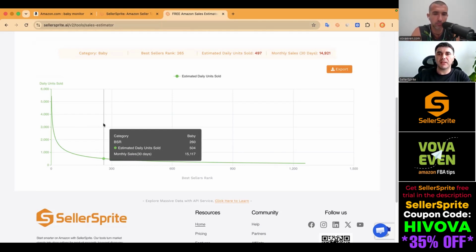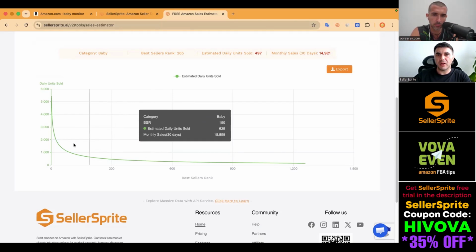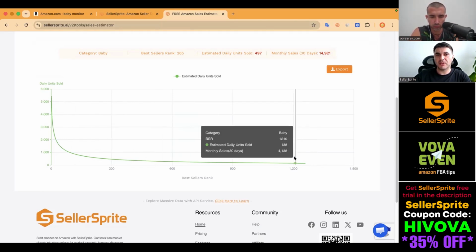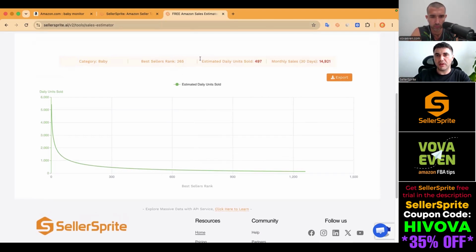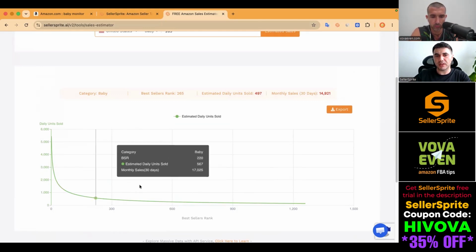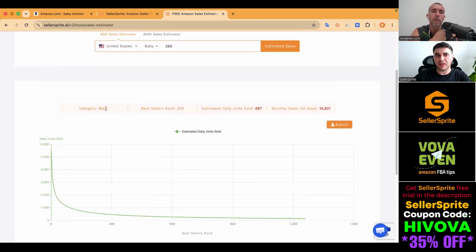You know, when the BSR is going close to one, it means you are selling more. And meanwhile, maybe we don't need to look at this line graph. You can directly see category, bestseller ranking, estimated daily units sold, monthly units sold. You can see it from here.